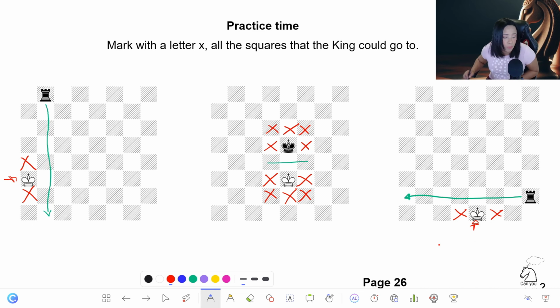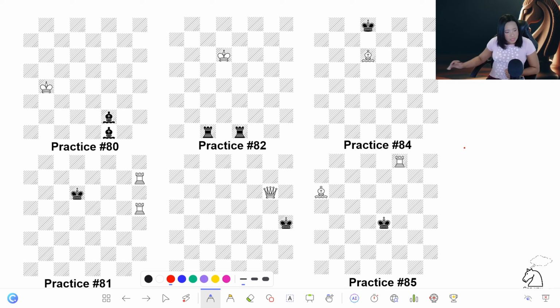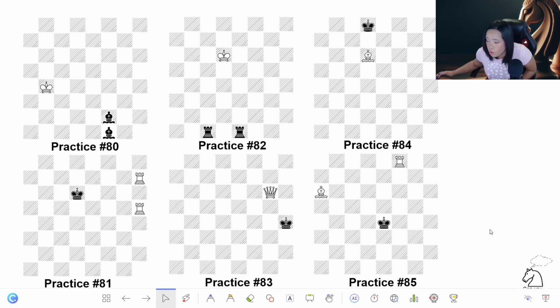Now let's go to the practice. Okay, so at this point, you could pause the video and try to do it by yourself as we were doing on the other videos. And then when you finish, you will unpause the video to check if you did it right, okay? Remember, don't go on any square that is defended by the enemy pieces, okay? So you could only go on squares that are not being attacked. So after you finish, I will give you the answers.